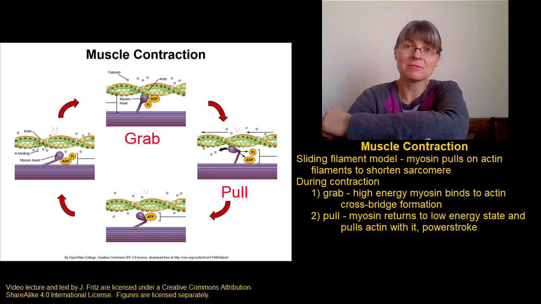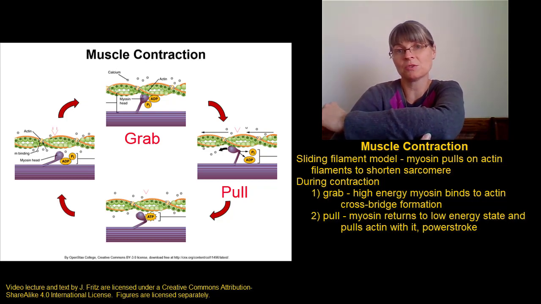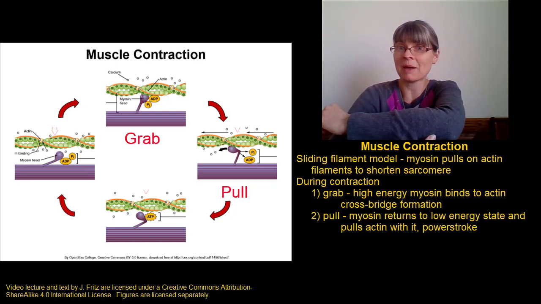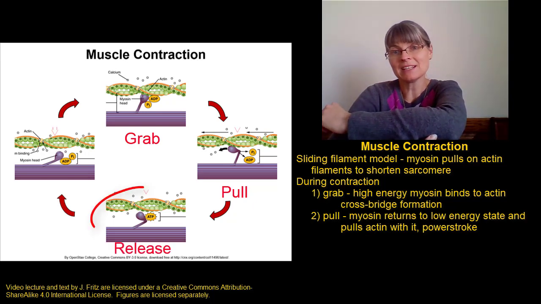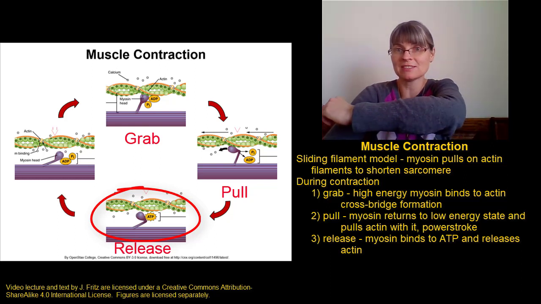At this point, it's important to involve ATP. So now we've got the myosin returned to its low energy form. It's still bound to the actin. The myosin head is going to bind to a molecule of ATP. When myosin binds to ATP, it releases from the actin. That's what I call the release step.